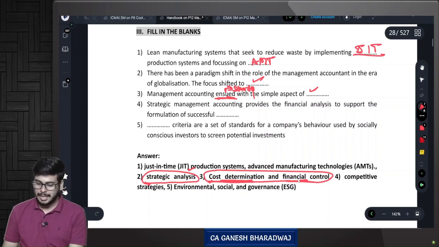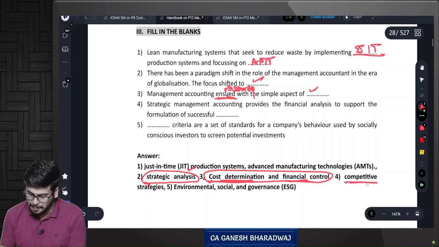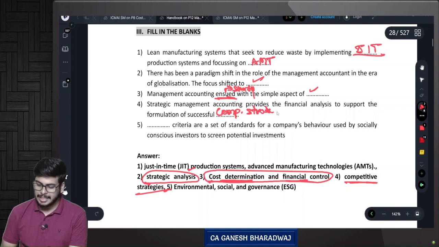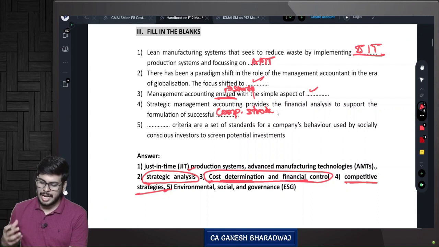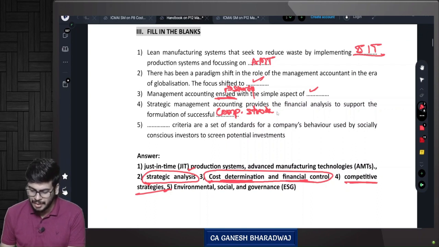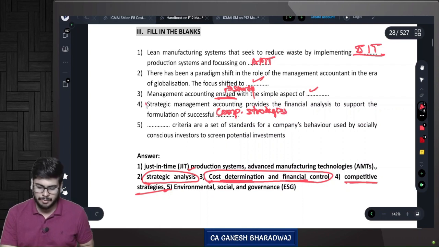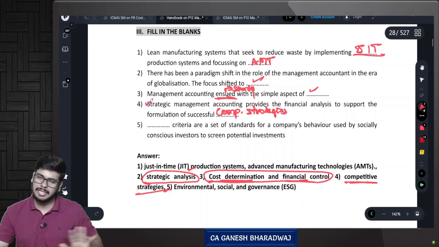You remember that? Yes. Strategic management accounting provides the financial analysis to support the formulation of successful competitive strategies. They have mentioned here competitive strategies. So here, strategic management accounting provides what? It provides financial analysis to support the formulation of successful competitive strategies. Fine. You learn certain things from fill in the blanks from an examination perspective. It's absolutely fine.